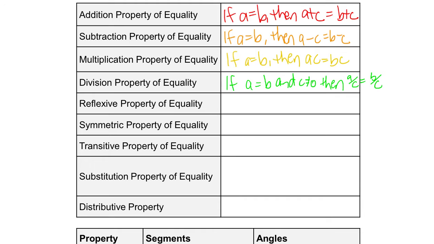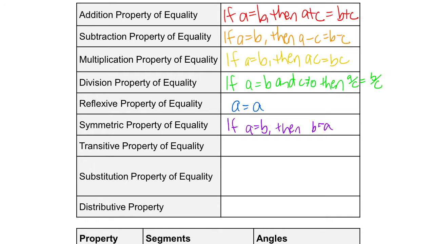The reflexive property of equality looks a lot like the reflexive property that we use in a geometric proof, and that means that A equals A. If you have a number, we can always assume that it's equal to itself. I know it's shocking. The symmetric property of equality says that if we have A equals B, then B equals A. If one equals the first one, then they must equal each other.